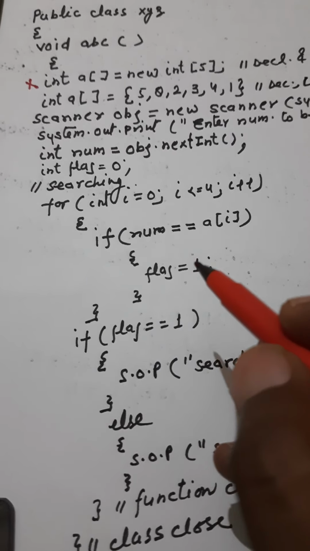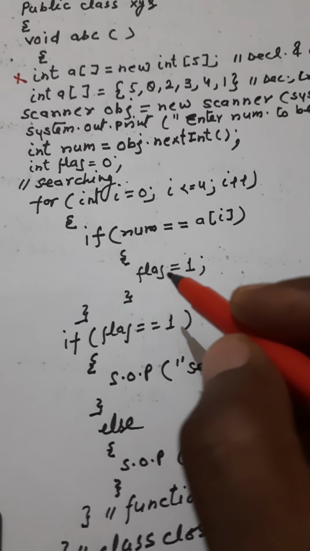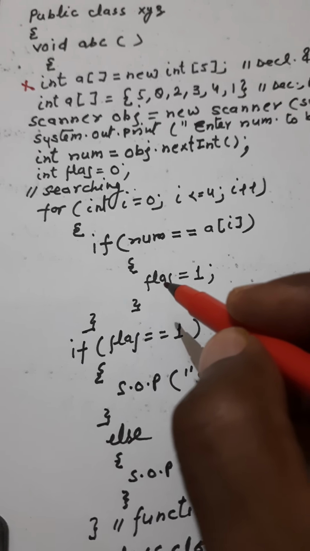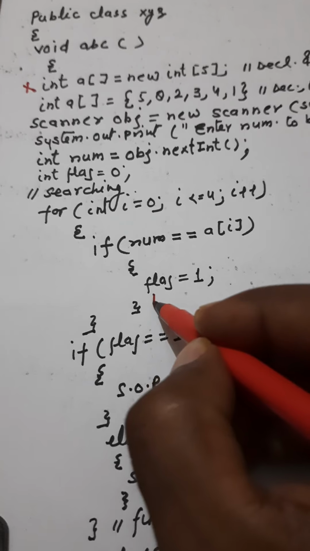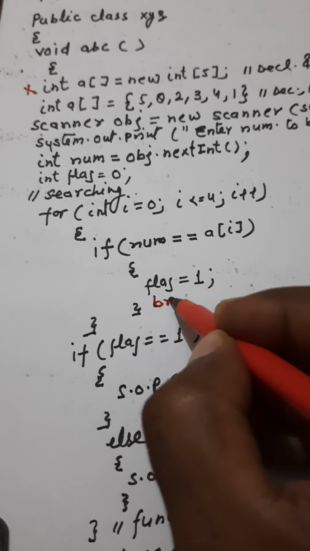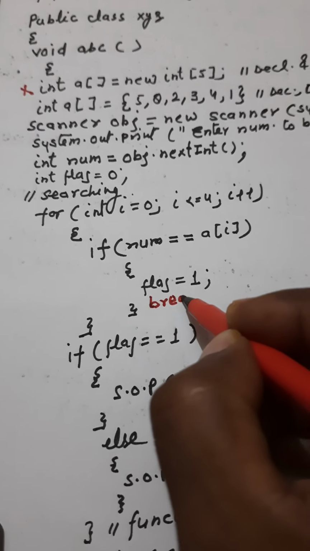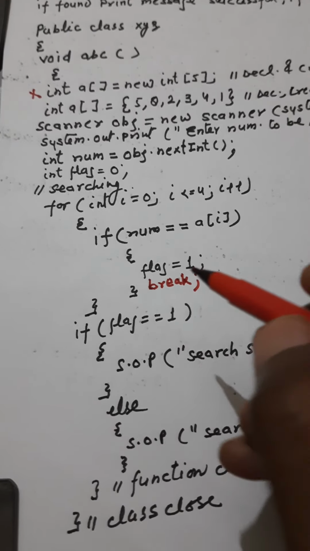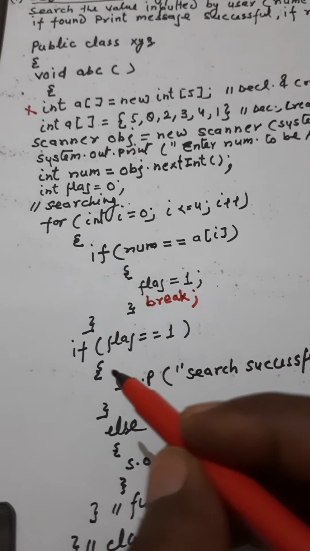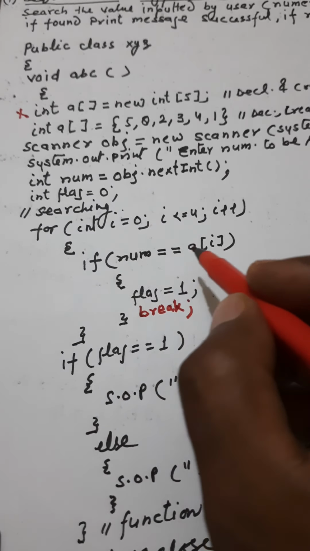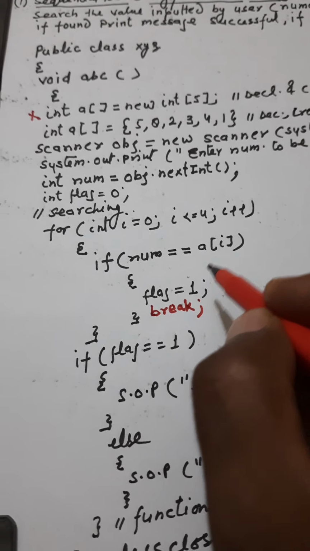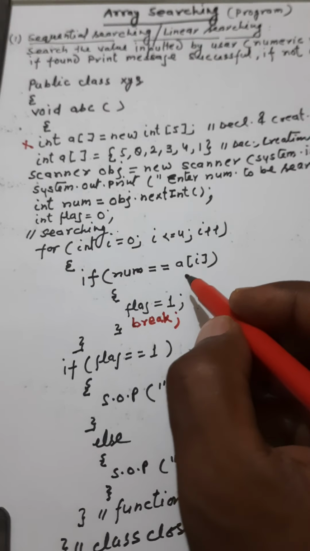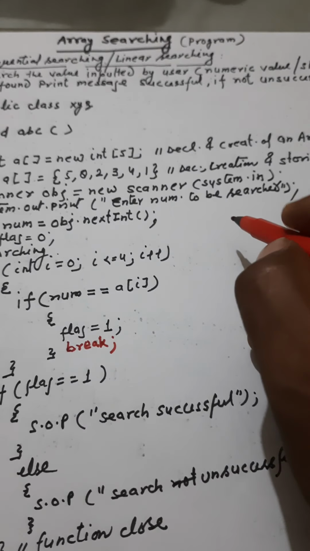And after that I think it should be break. If the value is found, it should break. No need to search further if we got the value, right? Then again, num is equal to a1, then num is equal to a2, num is equal to a3, num is equal to a4. So we can do a dry run here.